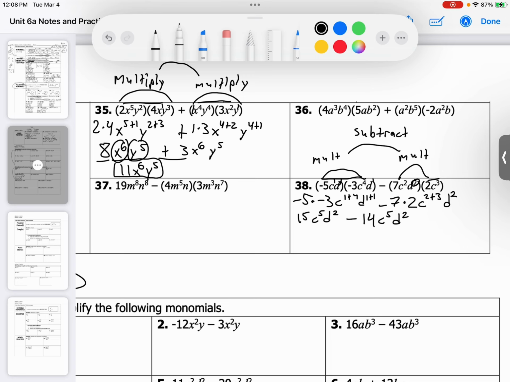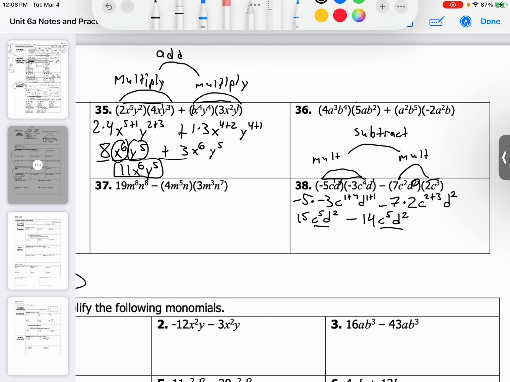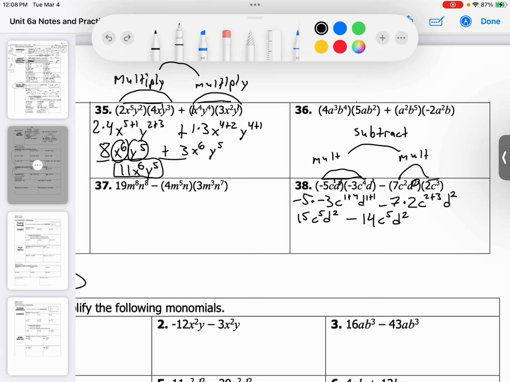Okay, once again, we've got to see if we can subtract these. So they have to have the same variables and exponents, which these do. They both have c to the 5th d squared. So these can be subtracted. 15 minus 14 is 1. So we'd have 1 c to the 5th d squared. But if we have a 1 in front, we don't actually need that 1. We could just write this as c to the 5th d squared.